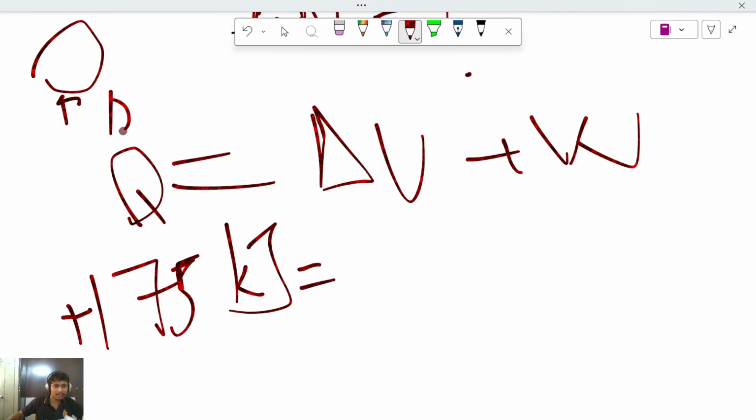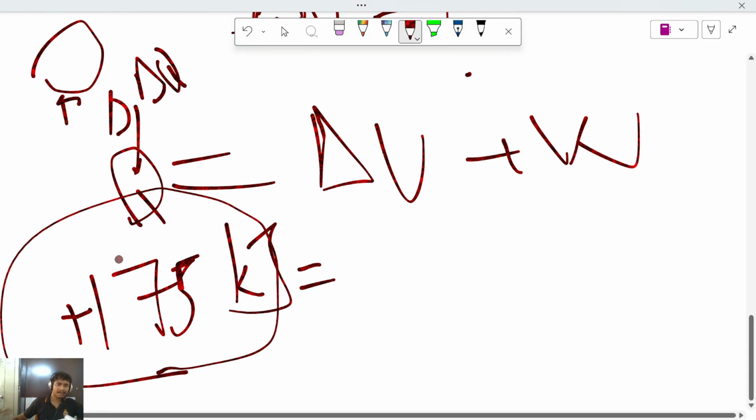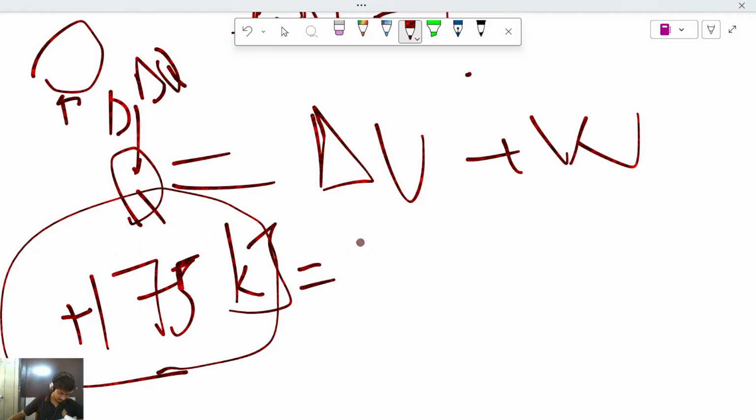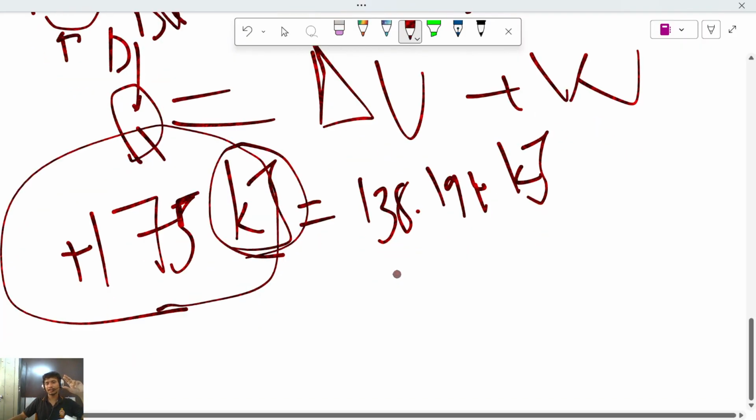Really this Q is a delta Q difference, Q2 minus Q1. If we get energy out, in the final stage the energy of the gas will be decreased, so we have a minus. It's very simple. If we have Q plus, it means we input heat to the gas. Delta U we already found: 138.194 kilojoule.